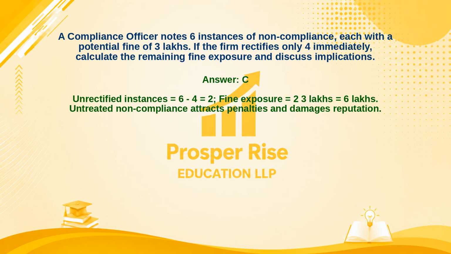Option C. Let's see why. Unrectified instances equals 6 minus 4 equals 2. Fine exposure equals 2 × 3 lakhs equals 6 lakhs. Untreated non-compliance attracts penalties and damages reputation.